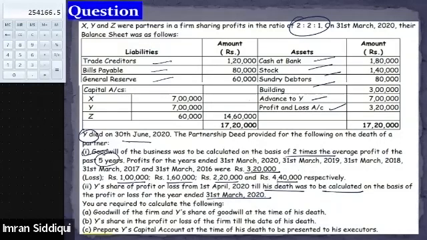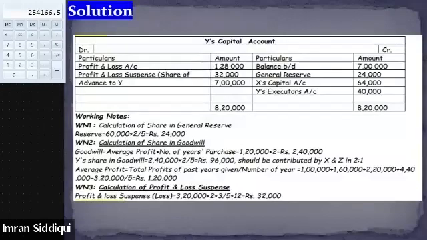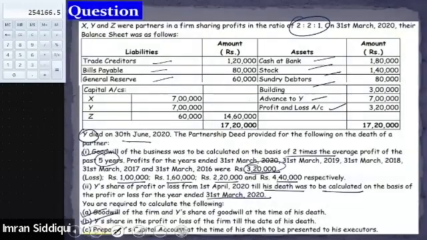All right. That means the profit that we should consider is, there is no profit in the year 2020 as such, it is the profit for the year ended 31st of March. We have a profit of 3,20,000 in the year 2020. Okay. You are required to calculate the goodwill of the firm, Y's share in the profit or loss of the firm till his death, and prepare Y's capital account. Now this one is an easy question. I'm sure you will be able to solve this question on your own as well.